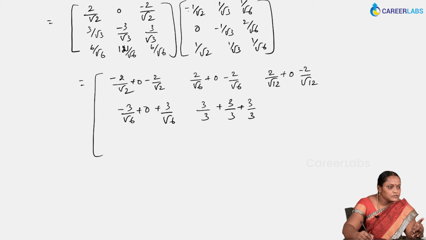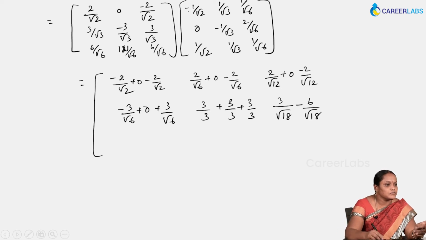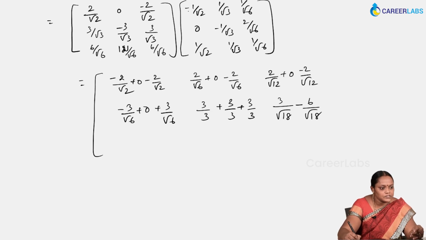Now the second row with the third column, that is 3 by root 3 into 1 by root 6 will give you 3 by root 18, then minus 6 by root 18. Okay, 3 times, 2 times 6, 3 times again. So this is plus 3 by root 18.